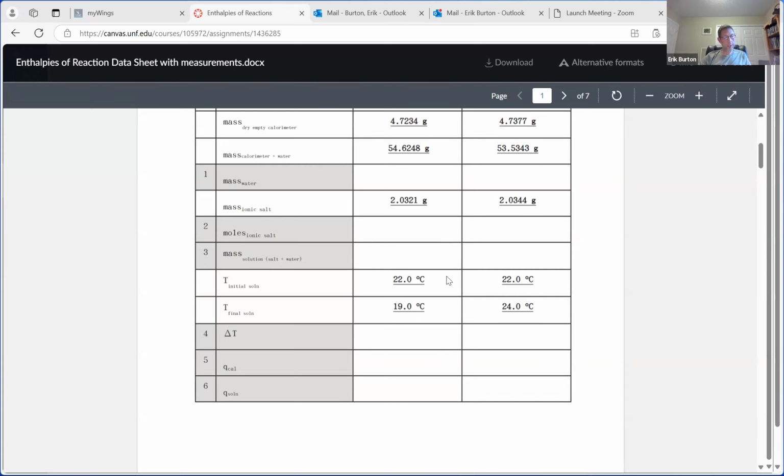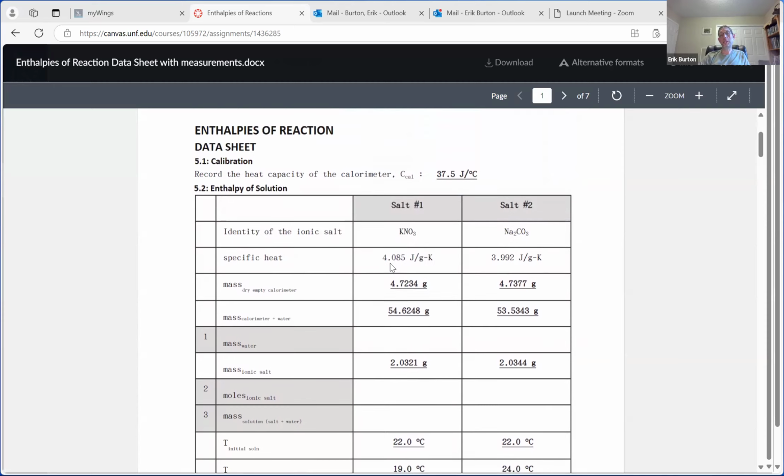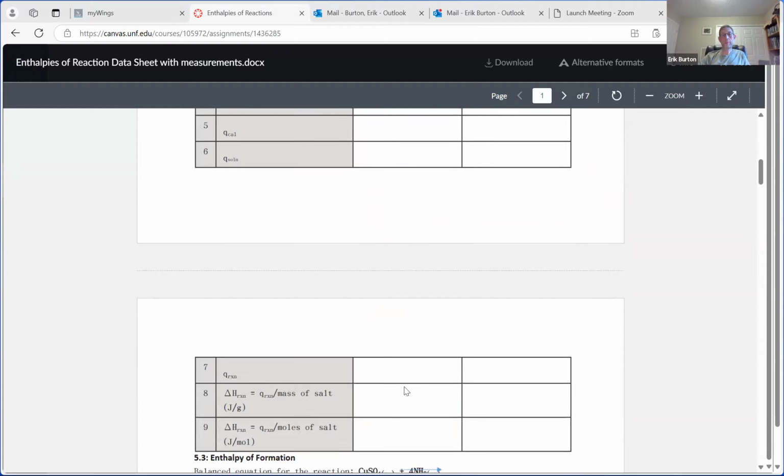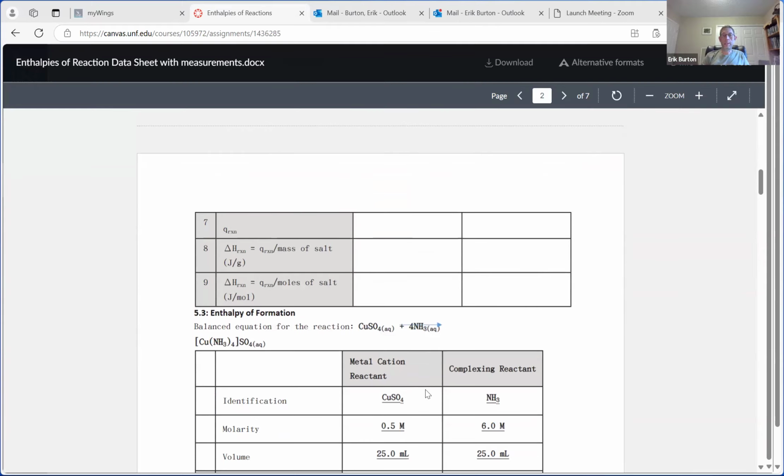What is Q of the solution? Well, again, page 215, it tells you Q of the solution is equal to C of the solution, the specific heat, which in the case of potassium nitrate is the 4.085, times the mass of the solution, which you have right here on line 3, mass of the solution, times delta T, which is right here. So just multiply them together and get Q of the solution. And it's kind of split in this file for some reason.